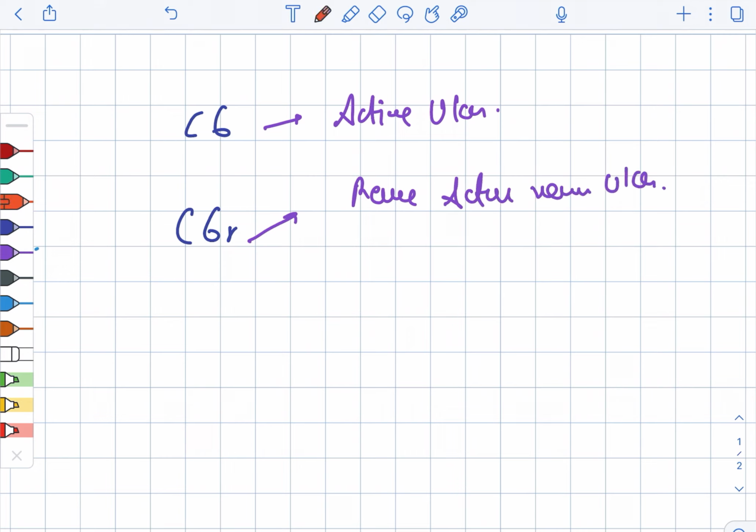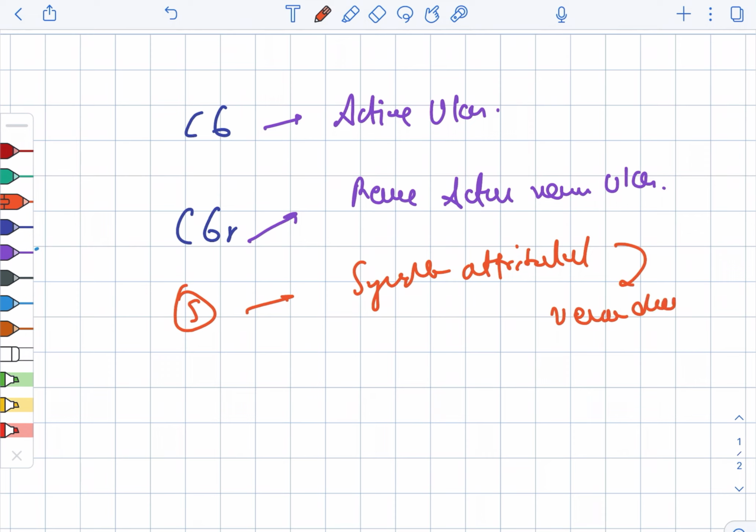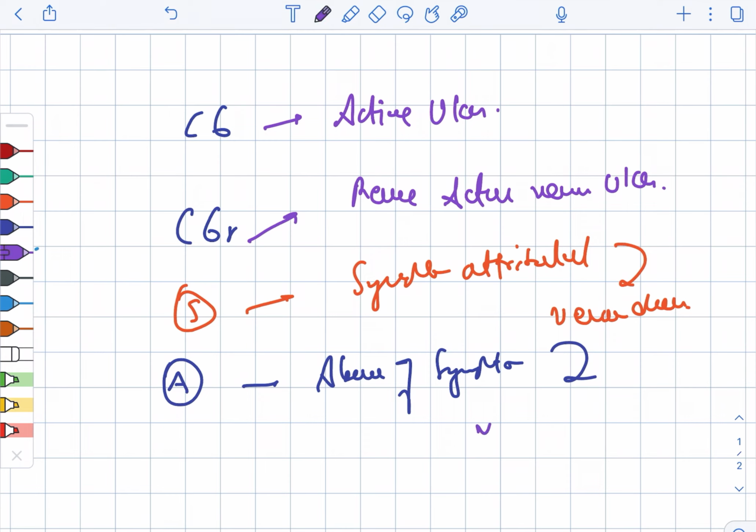Now moving on to S. What is this S? S is nothing but with symptoms, symptoms which are attributable to the venous disease. Then we are looking at A. What is A? A stands for the absence of the symptoms attributed to the venous disease.